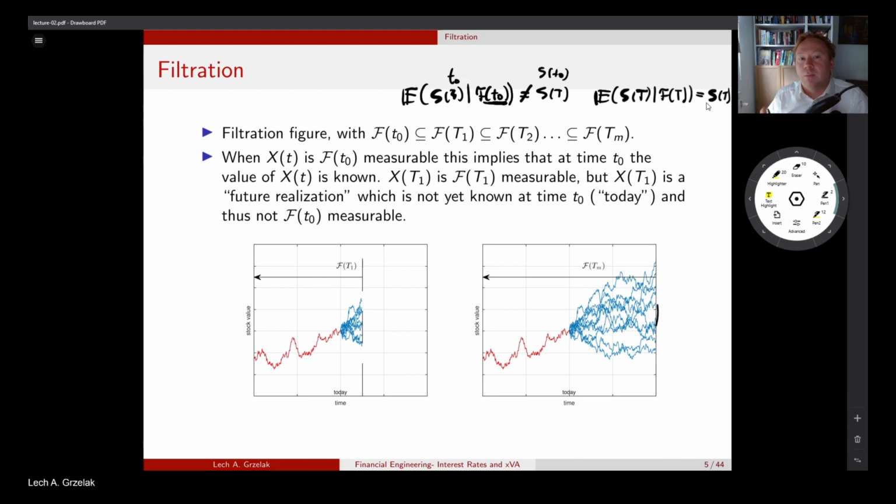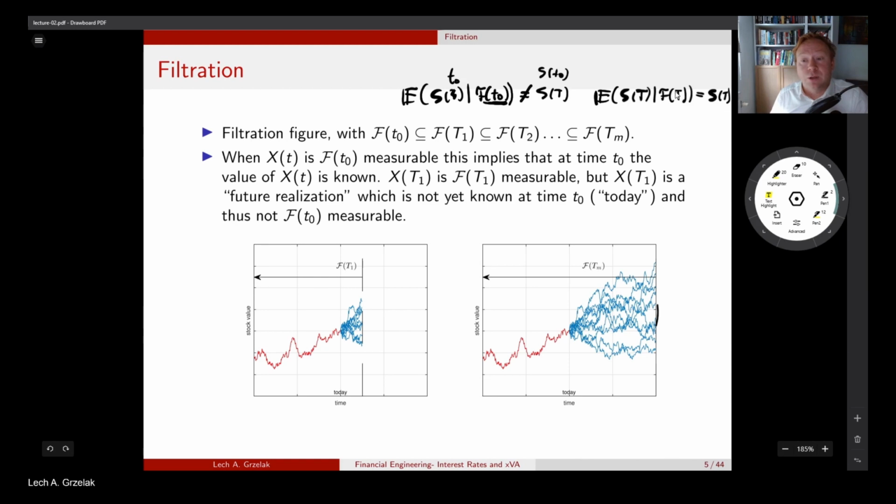But of course, it's not a number. It is a random variable. So you see here it's essentially the essence of the filtration issue that I often encounter, that students often think that if something is measurable, this means it's constant. No, it's not. This expectation here is the expectation of a stock at a given time, so expectation of a stock in the future, given that I know what is in the future, then indeed that would be the future realization. But from today's perspective, this is unknown.